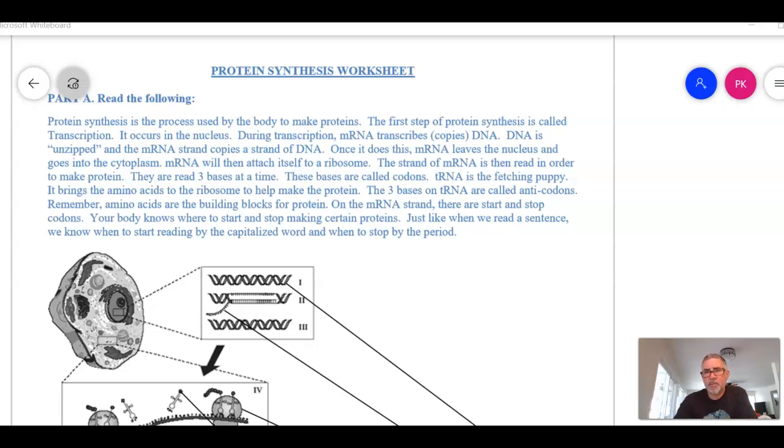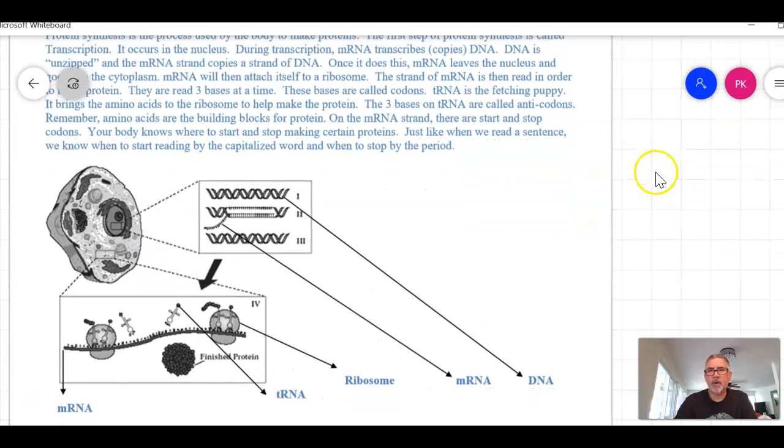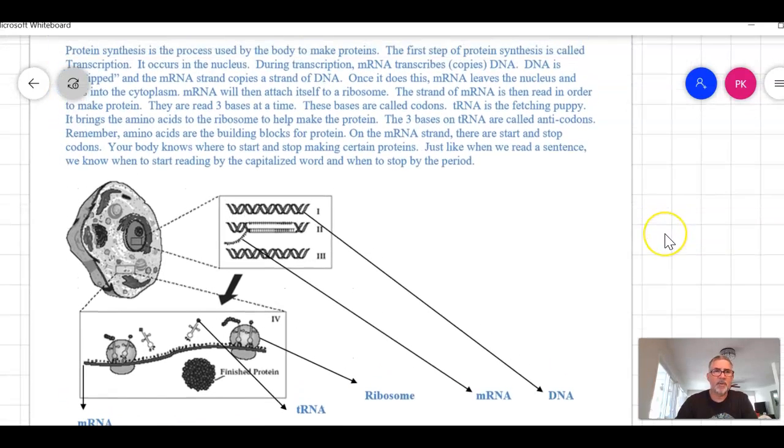All right, so I'm going to try to help you with this protein synthesis worksheet that I gave you. A lot of the stuff we've gone over. Remember the tenets of it.